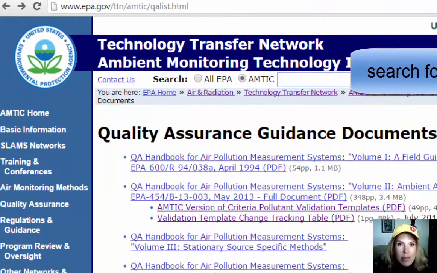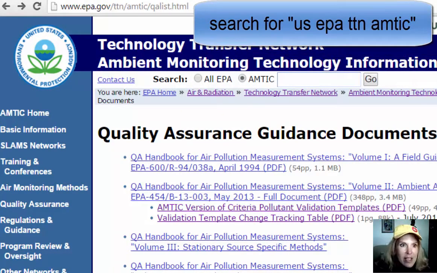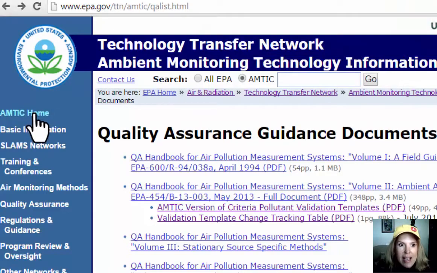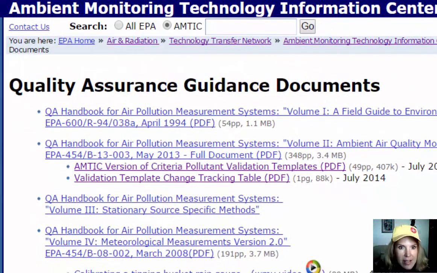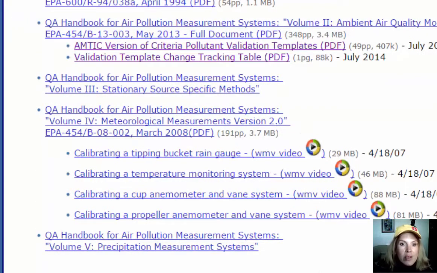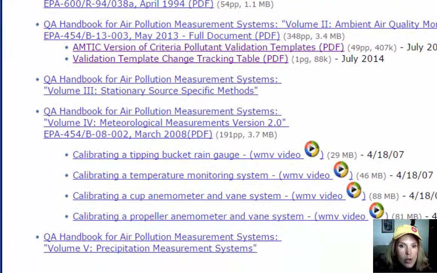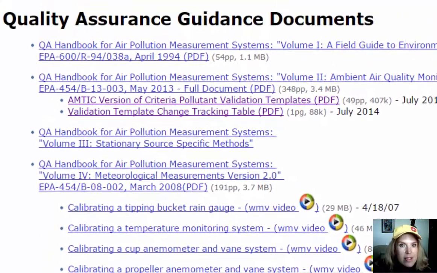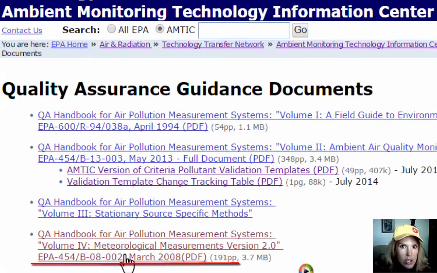I just always Google EPA TTN AMTIC, and then I go to AMTIC Home, and then you go to Quality Assurance, and then there's Quality Assurance Guidance Documents, and the AMTIC version of the criteria pollutant data validation templates here, as well as the tracking table. Also here are some very valuable movies that are very useful, as well as the QA Handbook for Precipitation Measurement Systems and the Meteorological QA Handbook, which has a lot of great information.